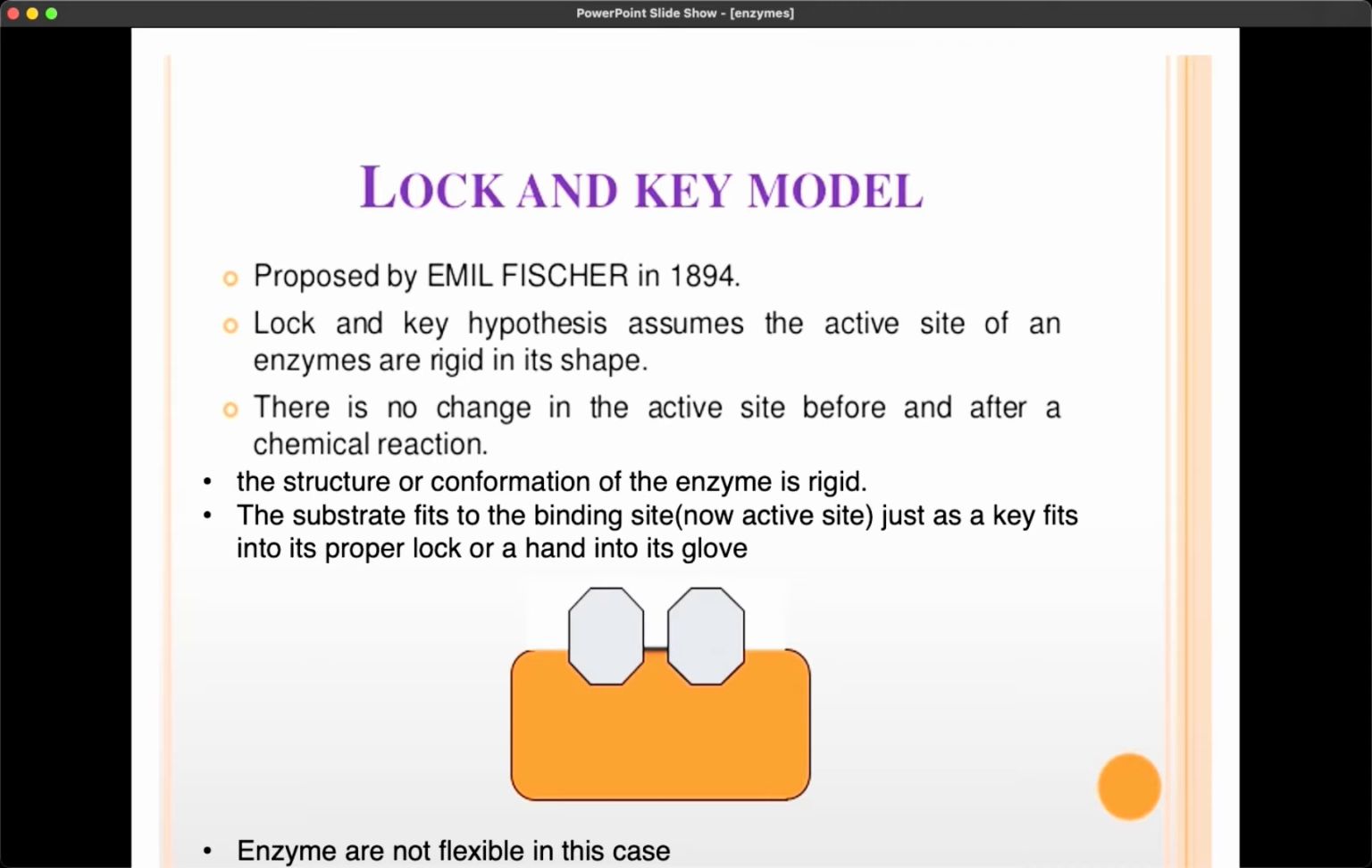Okay, and there won't be any structural changes. The active site is rigid, and it won't change its shape before or after the chemical reaction happens. So the structure or the conformation of the enzyme does not change, it is strong enough, and it won't have any slight changes. This substrate is of the exact shape of the binding site, and it just fits into it properly, like a key fits into its correct lock, or a hand fits into its proper sized glove.